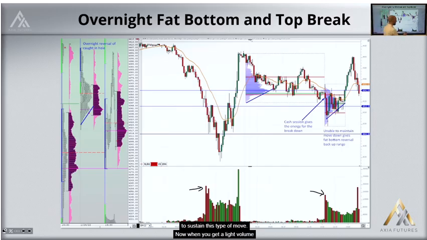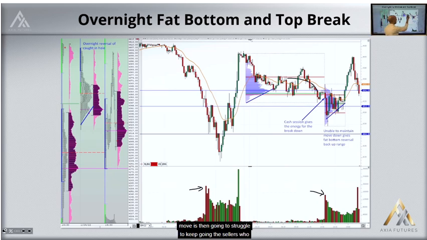Now, when you get a light volume break, yes, it does give you a ping back down into previous day's value. But because this isn't sustained and we're unable to push through and then establish value lower, the move is then going to struggle to keep going.